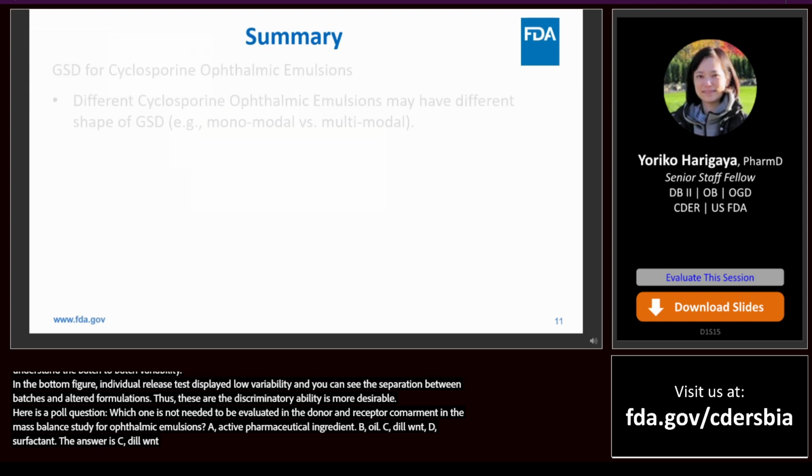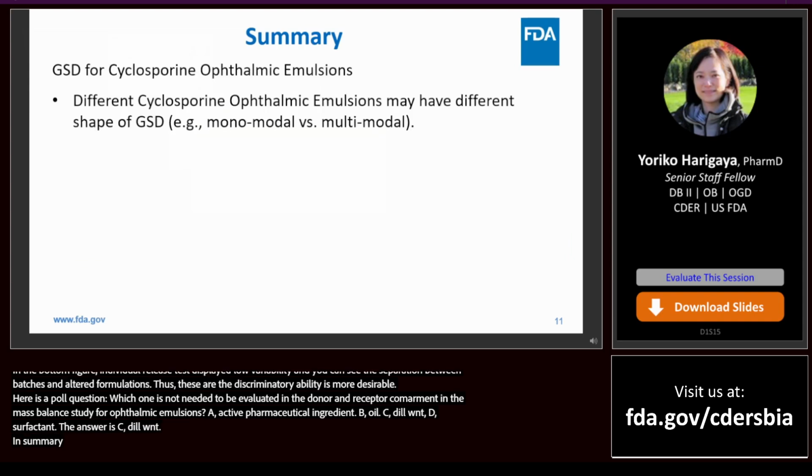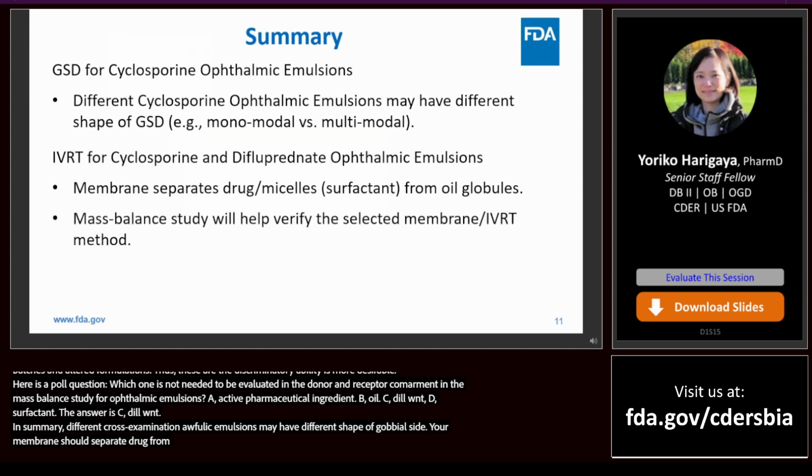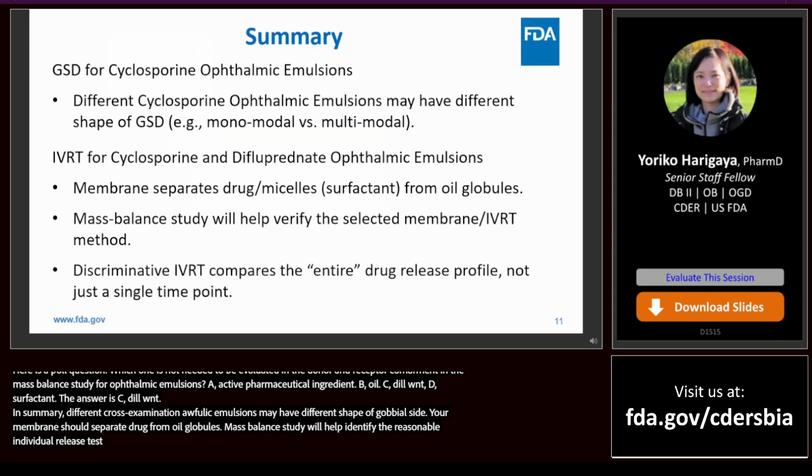In summary, different cyclosporine ophthalmic emulsions may have different shapes of globule size distributions. For in vitro release tests for ophthalmic emulsions, your membrane should separate drug from oil globules. Mass balance study will help identify the reasonable in vitro release test. For discriminative in vitro release test, the entire drug release profile should be compared, not just a single time point.